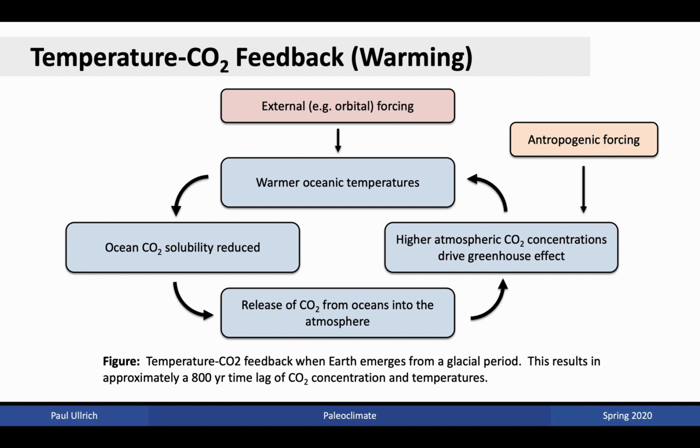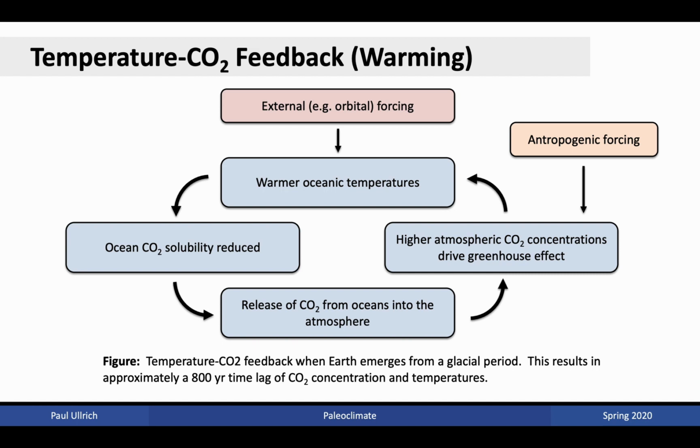Because carbon dioxide solubility is reduced in the warmer ocean waters, the ocean releases carbon dioxide to the atmosphere, driving up carbon dioxide concentrations. Thus, the higher carbon dioxide concentrations drive the greenhouse effect, which can in turn then drive warmer oceanic temperatures. This positive feedback loop is then one of the contributors to driving the Earth out of a glacial phase. Note that here the orbital forcing is responsible for driving the warmer oceanic temperatures, which then reduces the solubility.